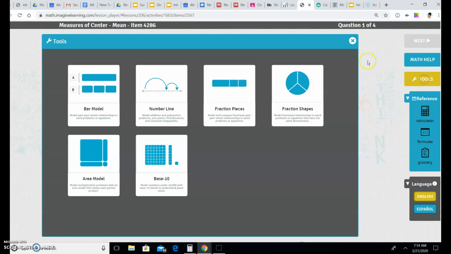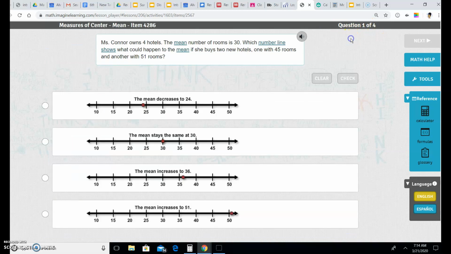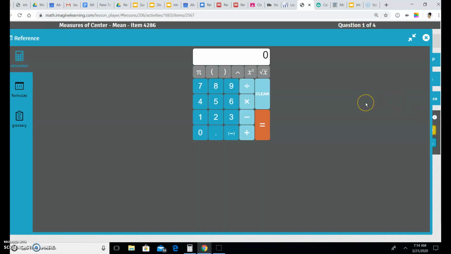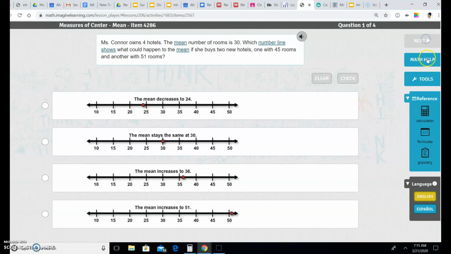Also, there are different tools that you can use, including bar models, number lines, fraction pieces, fraction shapes, area models, and base 10s. The number lines may be helpful. I am okay with you using the calculator for this particular one. I want to make sure that you understand how to solve it, so I'm not really worried about whether you did the numbers, but make sure you use the calculator for accuracy, because you have to know what to put in the calculator in order to do it anyway. And of course, if you need to switch your language, you can do that as well, and all questions can be read to you by clicking here.